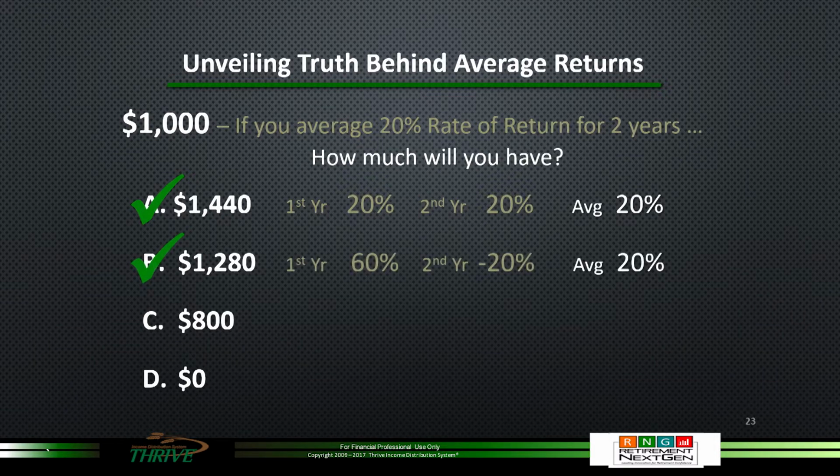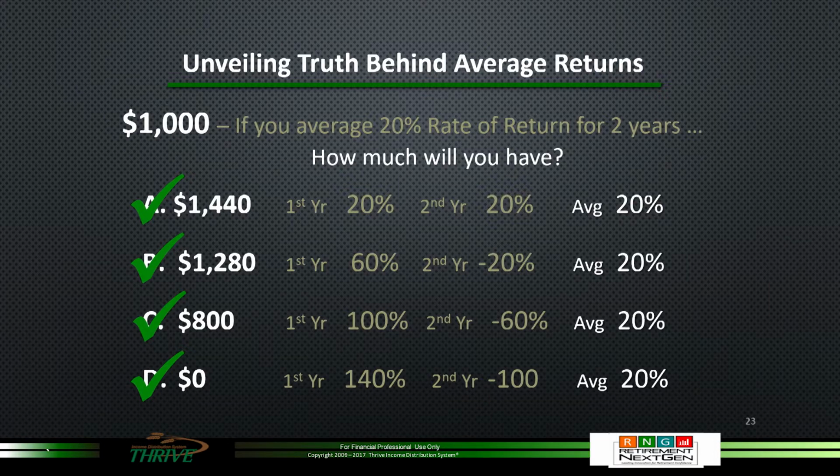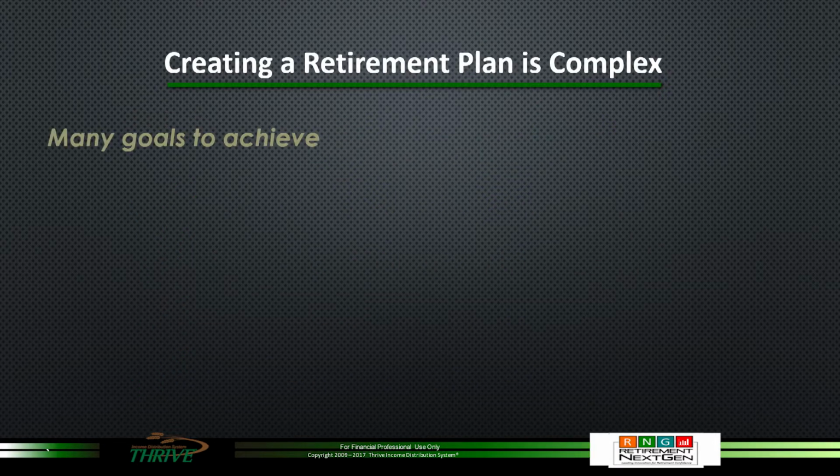So if I average 20% for those 2 years, I in fact would have $1,440. But what if I was up 60% and the next year I was down 20? I still averaged 20, but I only have $1,280. If I was up 100 but now down 60, I still averaged 20%, but I only have $800. Now I've seen this in farming with commodities. What if I was up 140? I lost it all, 100%. I could argue I averaged 20, but I don't have any money left. And so this is just an exercise to get you to understand you cannot bank on average returns. It's the effective returns that matter.